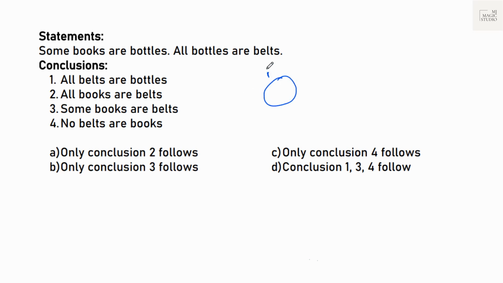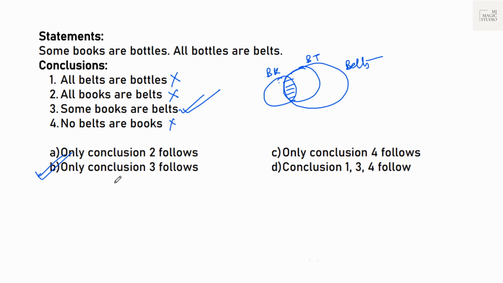Some books are bottles. And all bottles are belts. All belts are bottles, which we see is not necessarily true. All books are belts? No, there are a few books which are not belts. Some books are belts? Yes, which follows. No belt is a book? Not possible, because some books are bottles and all bottles are belts. So only conclusion 3 follows. That is option B.